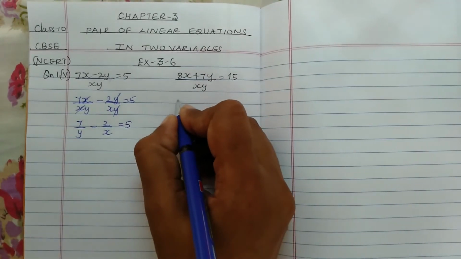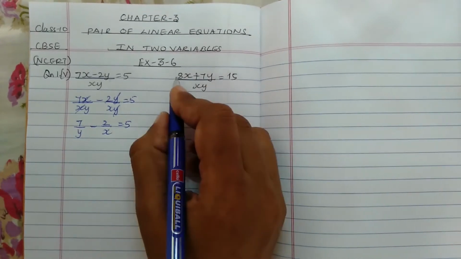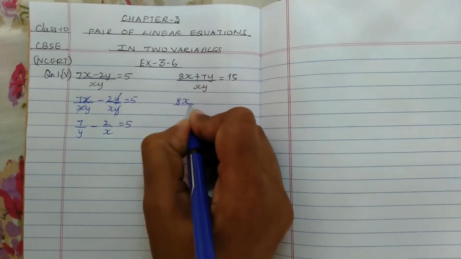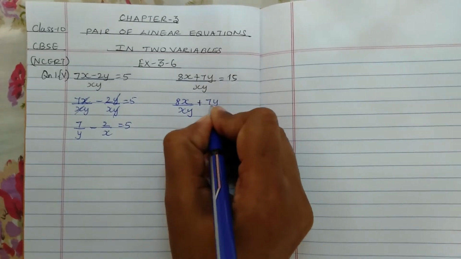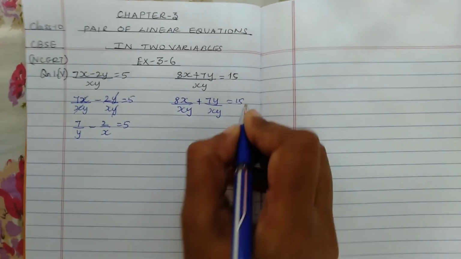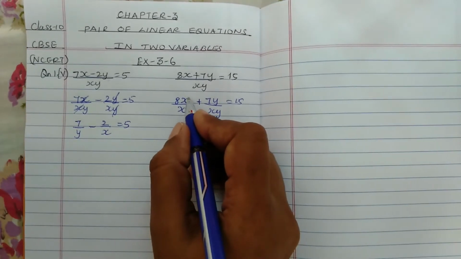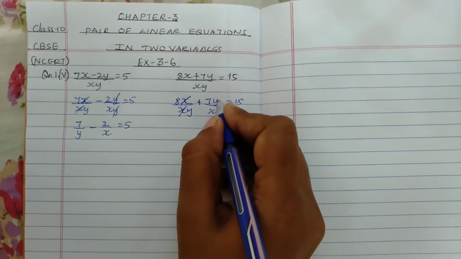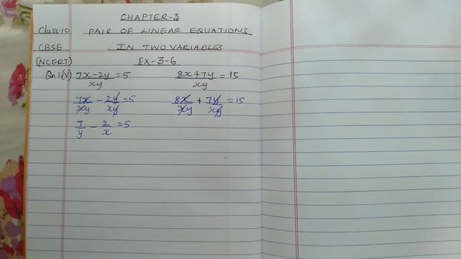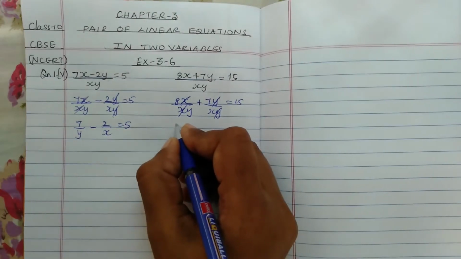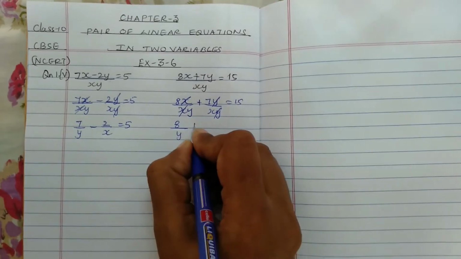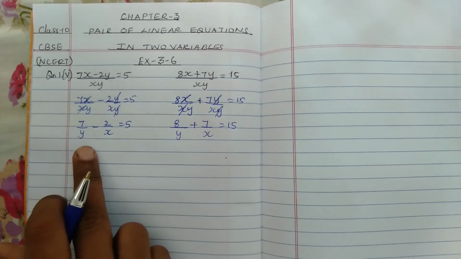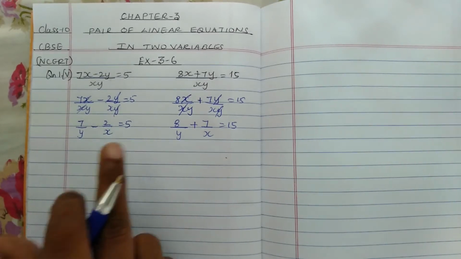Same way here we can do that. For both 8x and 7y, xy is common, so let's split it as 8x by xy plus 7y by xy is equal to 15. Here also we have x as multiples in both the numerator and the denominator, so let's cancel it. Same way here, y can be cancelled because both are multiples here. So now it gives us 8 by y plus 7 by x is equal to 15. We have simplified it. Now we have to reduce it to a proper linear form.